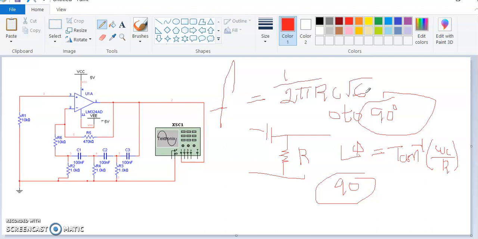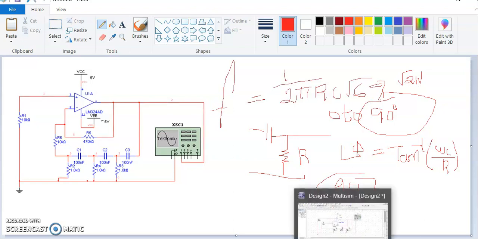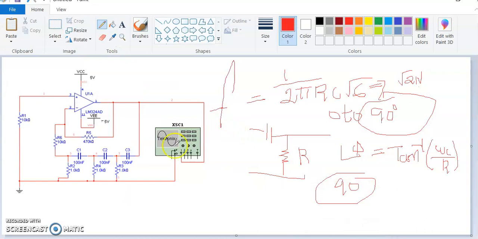Here we have 3 RC sections. How do we get this 6? It is actually the root of 2n, where n indicates the number of RC sections. We have 3 RC sections, that's why 2 times 3 is 6. So the equation is 1 by 2 pi RC into root 6. After calculating the frequency from the practical result, we need to verify it with the theoretical value. This is all about our RC phase shift oscillator circuit using the LM324 AD op amp.